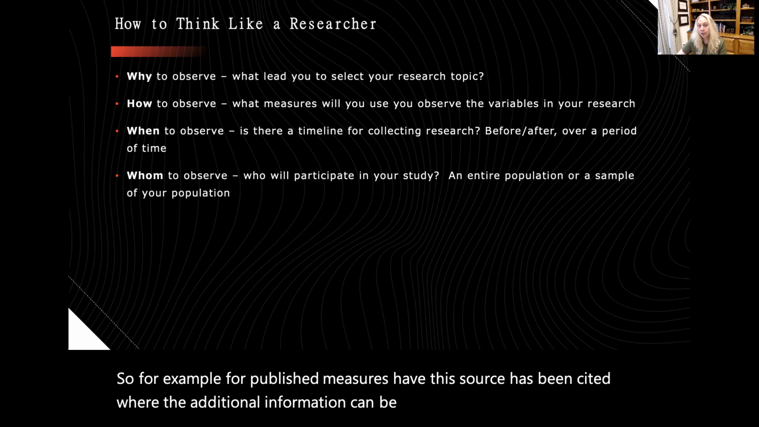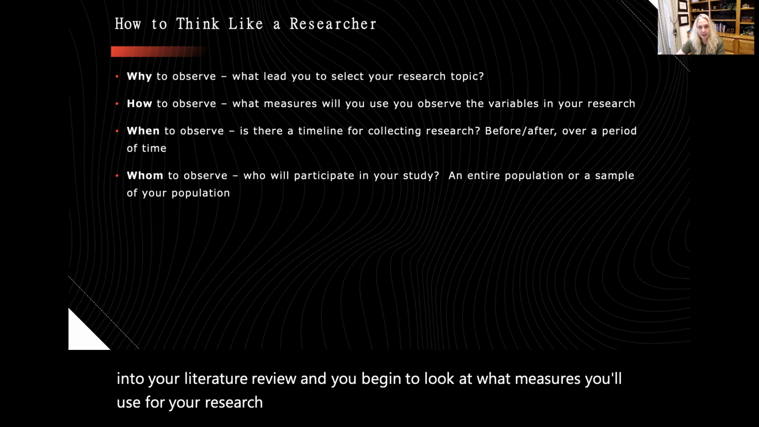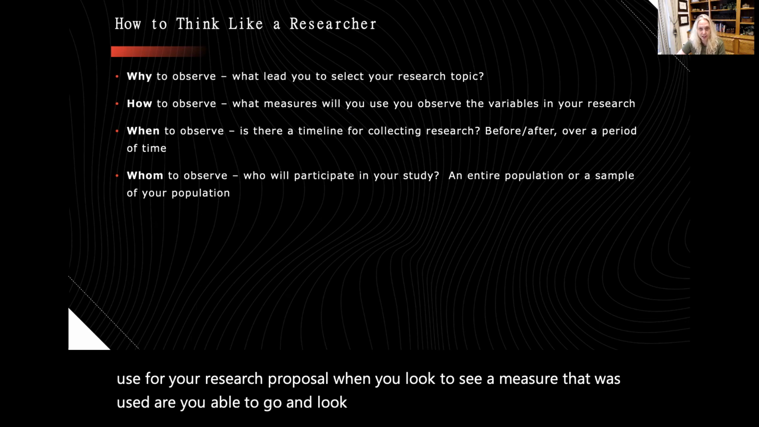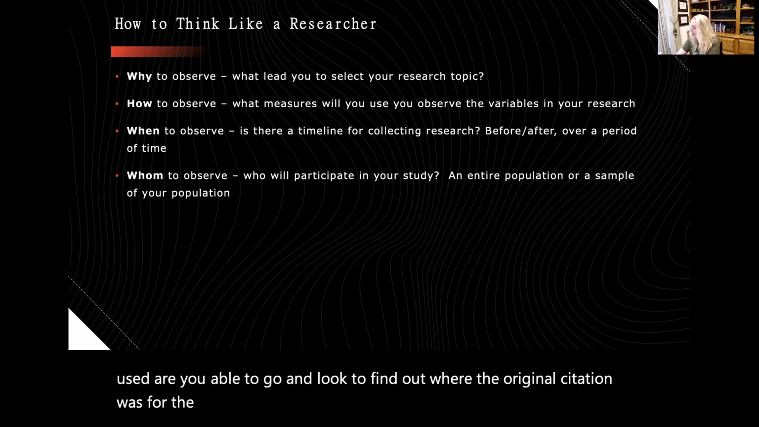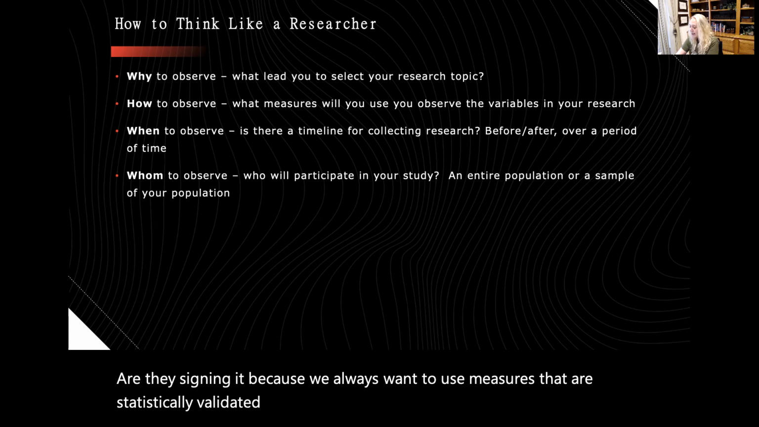So as you go forward into your literature review and you begin to look at what measures you'll use for your research proposal, when you see a measure that was used, are you able to go and find out where the original citation was for the measurement? Are they citing it? Because we always want to use measures that are statistically validated. So you'll go through, some of these will make sense, some of these won't.